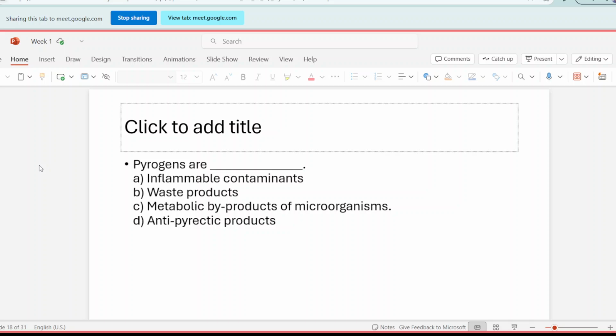Okay. The next question is, what are pyrogens? Four different options are given here: inflammable contaminants, waste products, metabolic byproducts of microorganisms, antipyretic products. For this question, again, whoever knows the answer can raise your hand. You can think for a couple of minutes, think deeply. It's a simple question. You might have read about this even at school level.